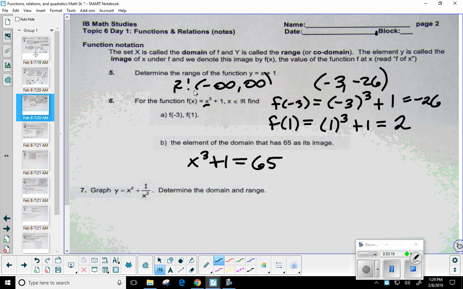So let's just go ahead and subtract through. X cubed would equal 64. And how would I get rid of a cubed? Cube root. There we go. They would be inverses of each other. Now, the thing about an odd root, how many solutions does it have? Just the one. And it's always the same sign as what? As the whatever you take.